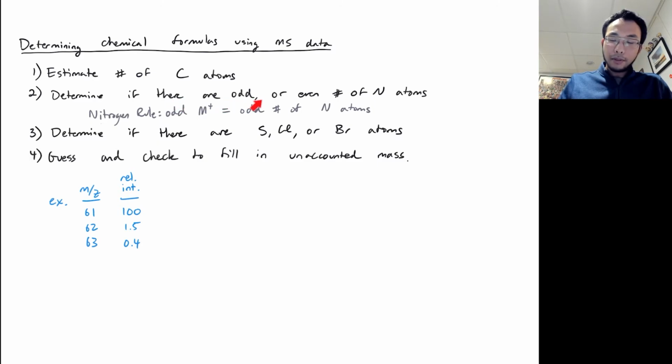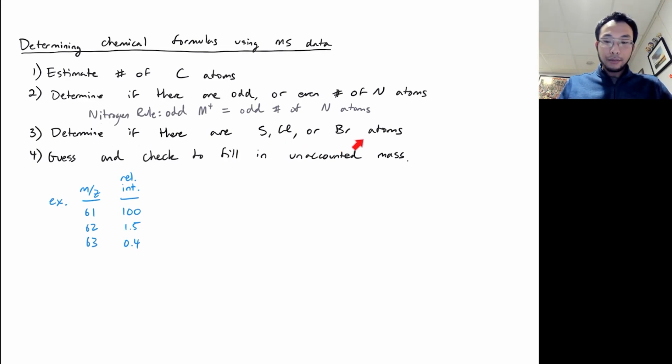You'll want to determine if there are either an odd number or an even number of nitrogen atoms using what's called the nitrogen rule. This is some interesting math that just happens to work out really nicely: if your molecular ion is odd, then you will have an odd number of nitrogen atoms in your chemical formula. If your molecular ion is even, then you'll have either 0 or 2 or 4 or whatever even number of nitrogen atoms in your chemical formula. So that's a really neat way to figure out nitrogens.